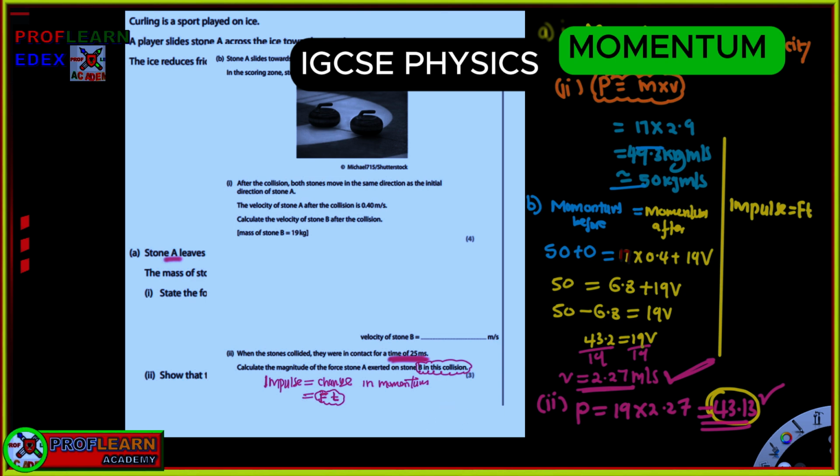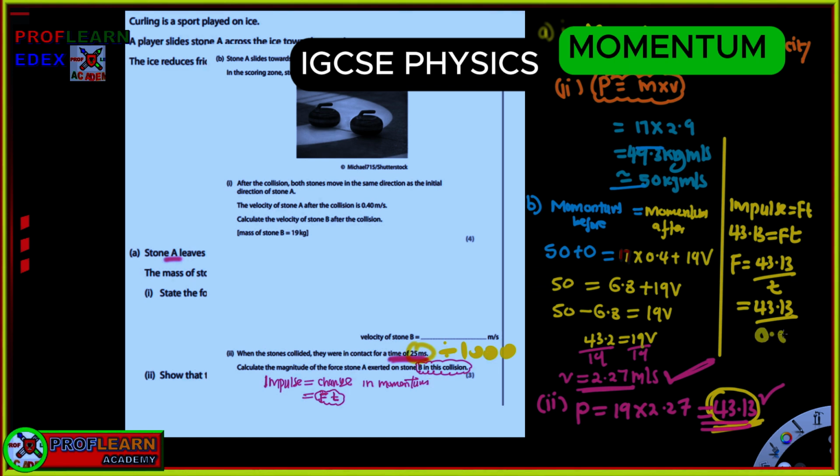Impulse is going to be equal to Ft, and since impulse is also the change in momentum, we have already gotten the change in momentum to be 43.13. So the force is going to be 43.13 divided by time. Remember, we are given the time, which is 25 milliseconds. If you are given time in milliseconds, to convert it to seconds you need to divide by 1,000. So it will be 25 divided by 1,000, which translates to 0.025.